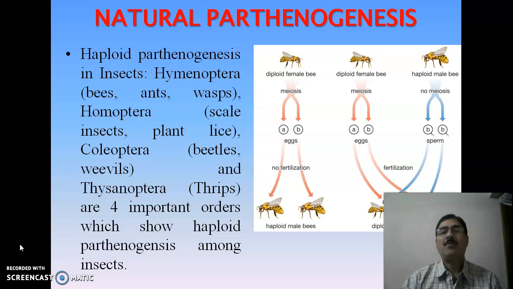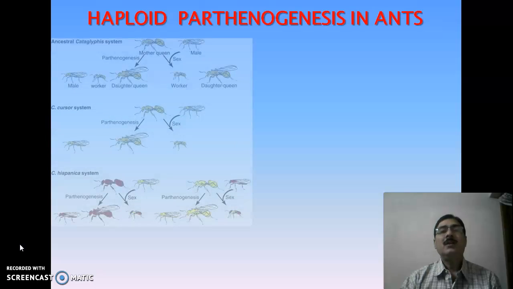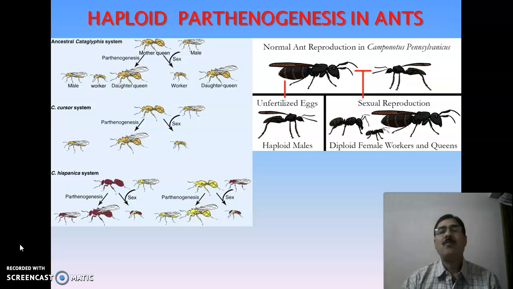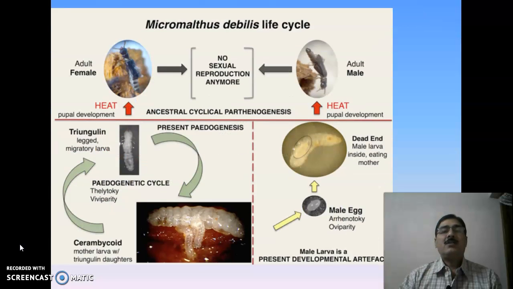This is the example of honeybee, in which drones develop from the unfertilized egg, so they are haploid, while the workers and the queen are diploid, which develop from the fertilized egg. This is the example of ants, where you can see the males developing from unfertilized egg, as in the case of Camponotus, and the female or the workers or queen developing from the diploid. This is the case of Micromalthus debilis, a Coleoptera, in which parthenogenesis is taking place.